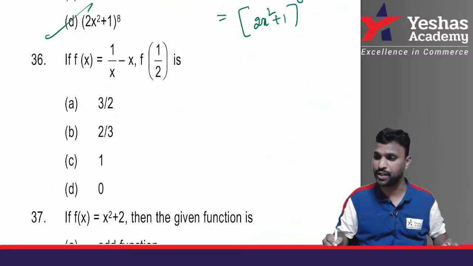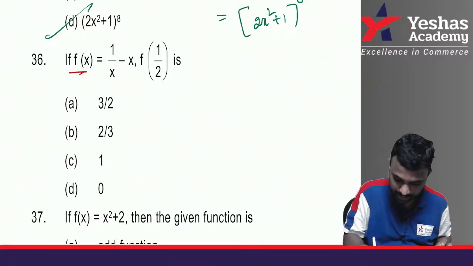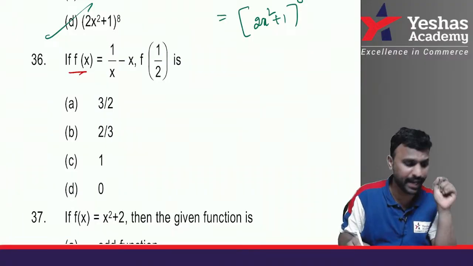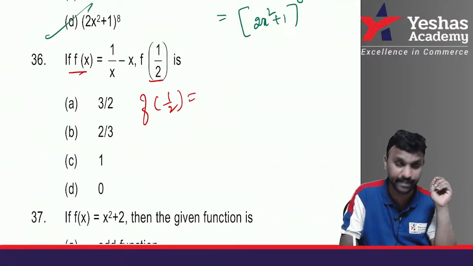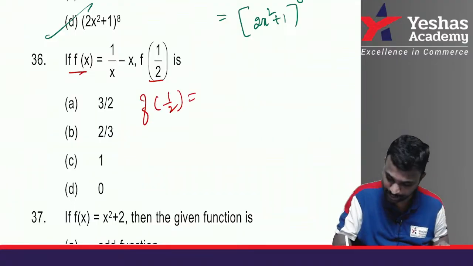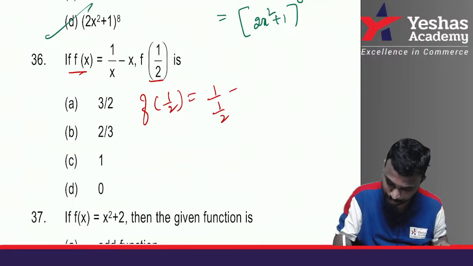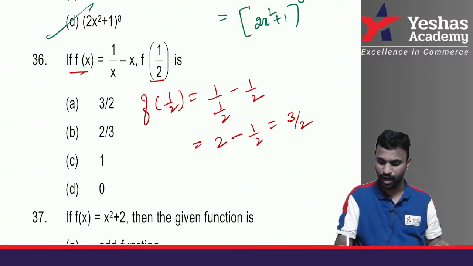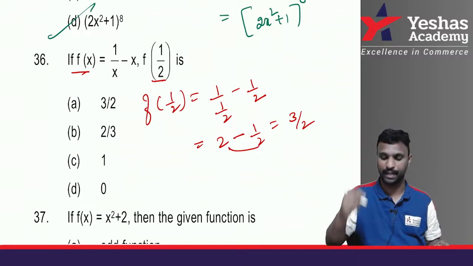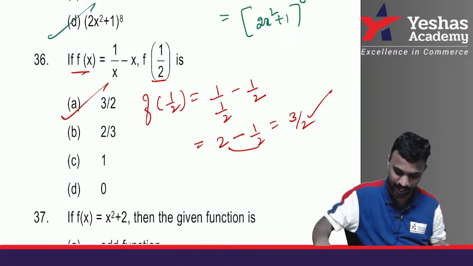Guys, moving on to the next question, question number 36. F of x is 1 by x minus x. So what is f of 1 by 2? We have to substitute wherever x as 1 by 2. That means 1 by (1 by 2) minus 1 by 2. See, 1 by (1 by 2) is 2, 2 minus 1 by 2, which is nothing but 3 by 2. How come? 2 2s are 4, 4 minus 1 is 3, 3 by 2 is the answer, option A.